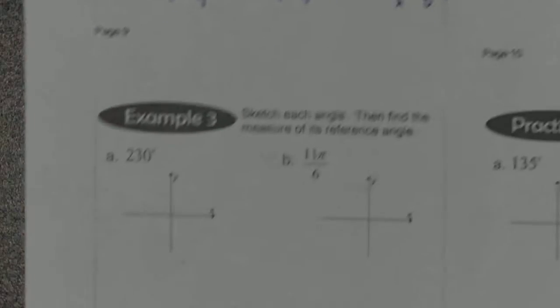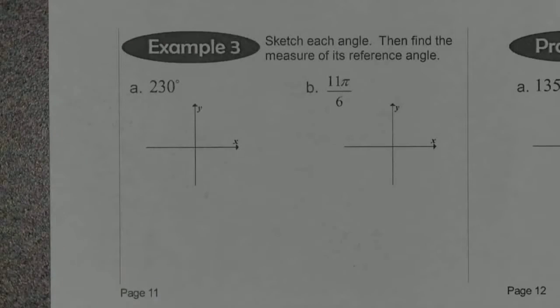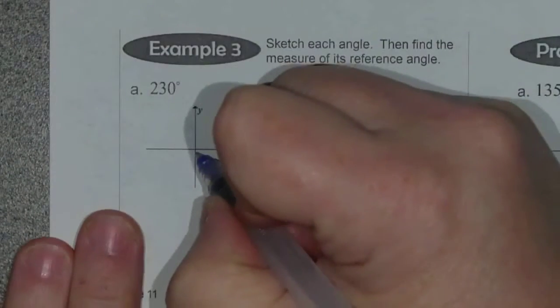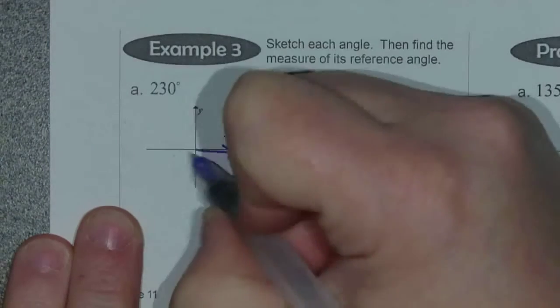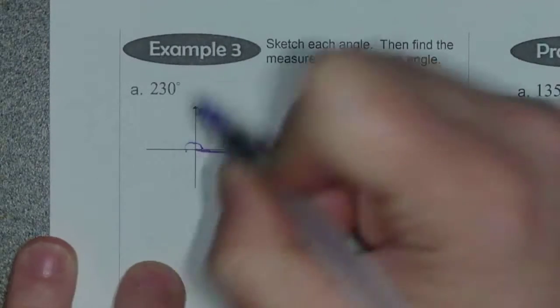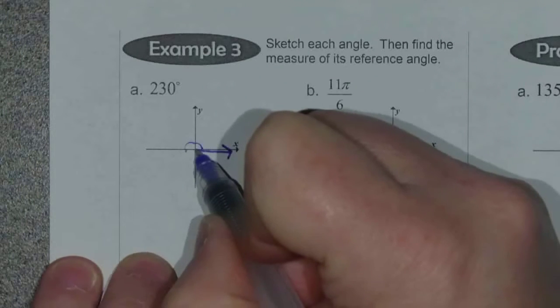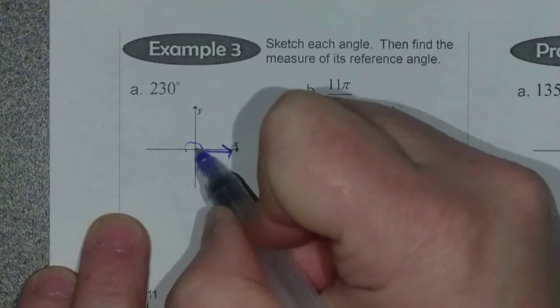So let's just see if we can find the reference angles for these. So 230 degrees. So we're starting here on the positive x-axis. This would be 90, 180, and then how far do you have to go after 180 to get to 230?